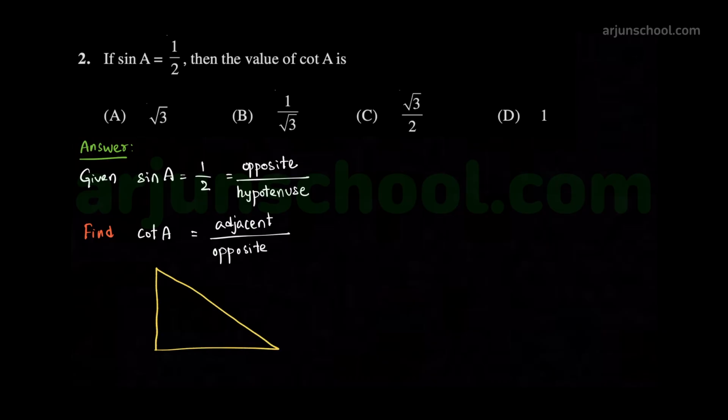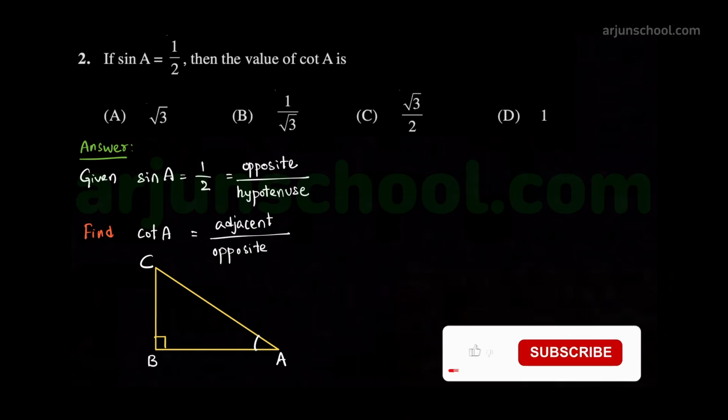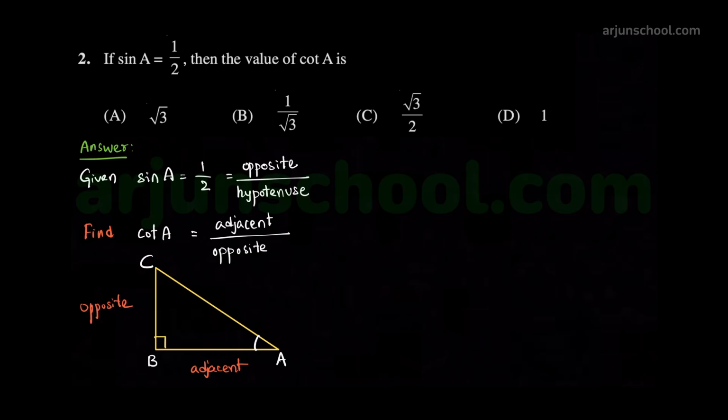Let us draw the right angle triangle with acute angle at A and right angle at B. The side adjacent to angle A is the adjacent side, and the side opposite to the angle A is the opposite side. Side AC is the hypotenuse. From the given data, sin A is equal to 1 by 2 is equal to opposite side by hypotenuse. Opposite side is 1 unit. Hypotenuse is 2 units.